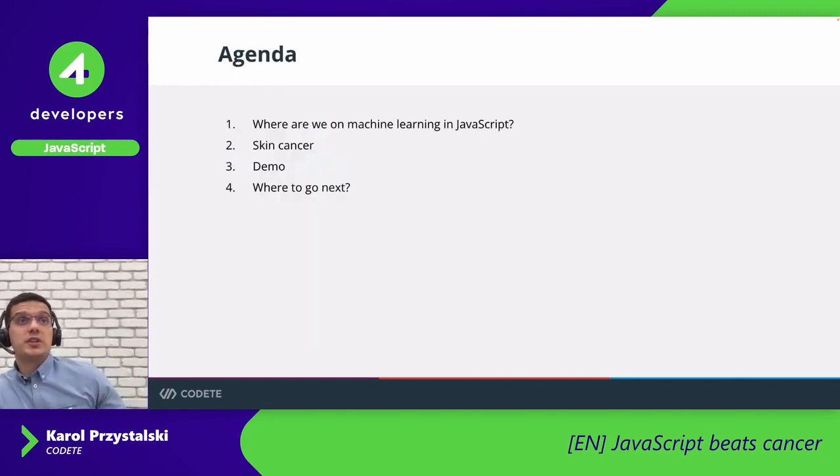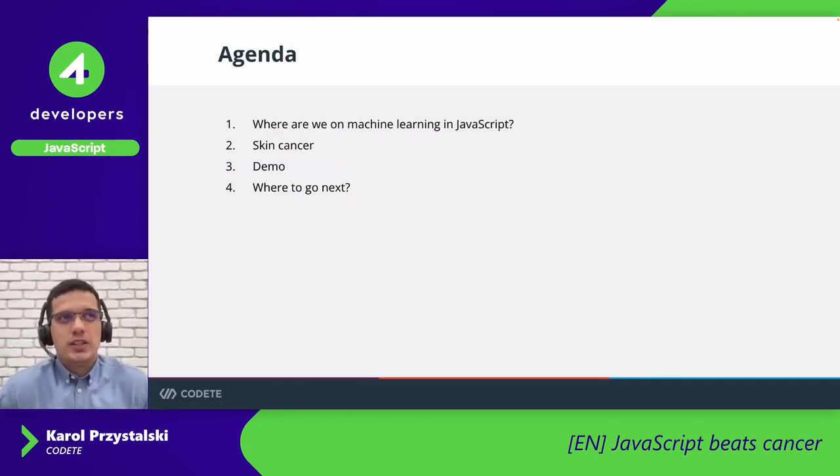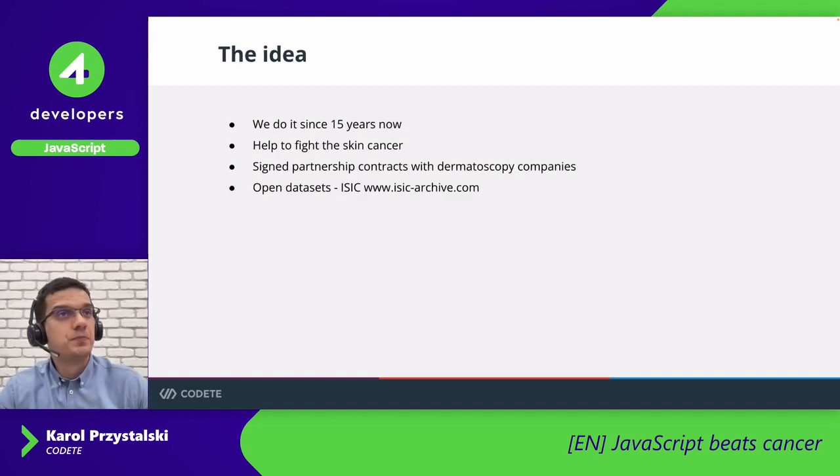So the agenda for this meeting is: is it possible? How can we use machine learning together with JavaScript, or how to use machine learning in JavaScript specifically? A few more words about skin cancer. What is skin cancer? How do you actually find skin cancer on images? I will show you a demo of how to do it, and where to go next. And what are the pros and cons of using JavaScript together with machine learning in the back?